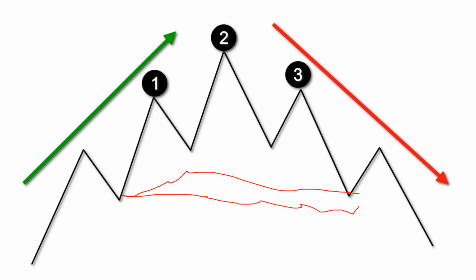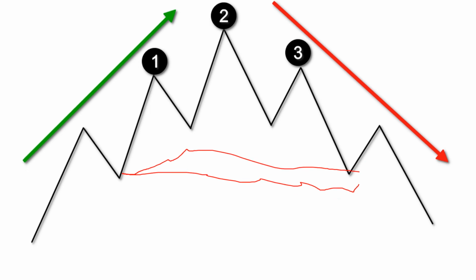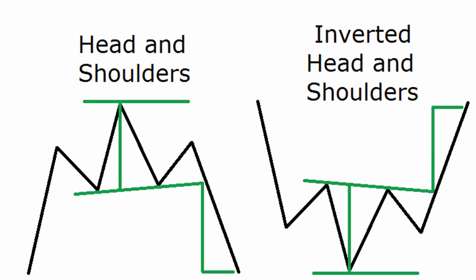In summary, the head and shoulders pattern includes 3 consecutive peaks, with the middle peak, the head, being the highest, and the 2 other peaks being lower and approximately equal. I just want to reiterate a very common point. You need to be very flexible in interpreting the head and shoulders pattern. And the same goes with inverted head and shoulders patterns.